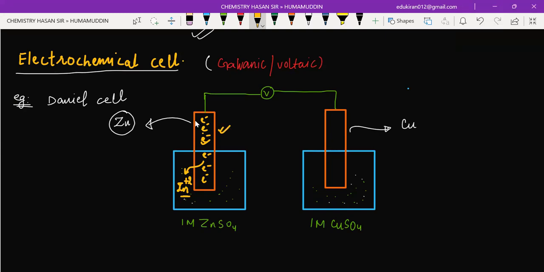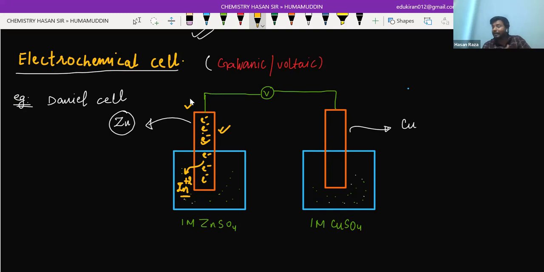Yes, sir. So when the concentration of electrons on the left hand side increases, what will happen? Electrons will start moving from left to right. If you have two tanks of water connected with a pipe in the middle, and one tank is full of water and the other is partially filled, the water from the completely filled tank will start moving towards the partially filled tank. Is that clear? In the same way, electrons go from higher potential to lower potential.